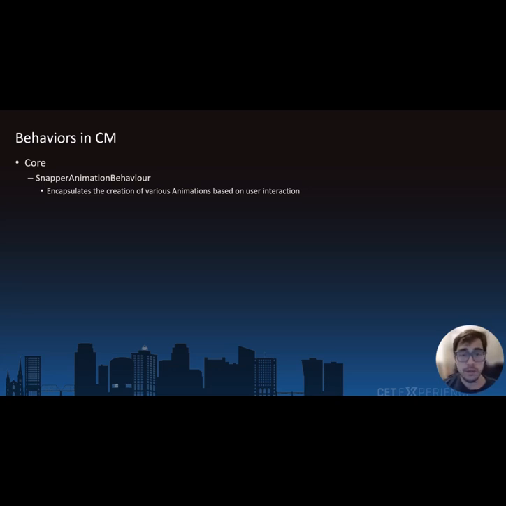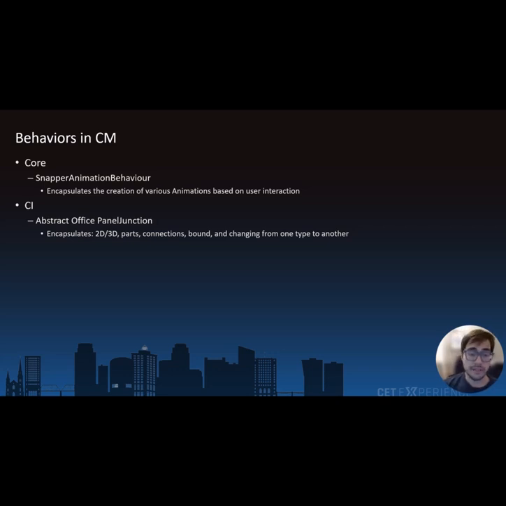Another one that you might not know or even think of as a behavior just because it's named counterintuitively, I think, from a behavior is the panel junction in the commercial interior abstract office. And I say it's a behavior because it captures the 2D, the parts, the connections, all the things that make a snapper. And when we swap out a panel junction, the only thing that changes is the panel junction and not the snapper itself.